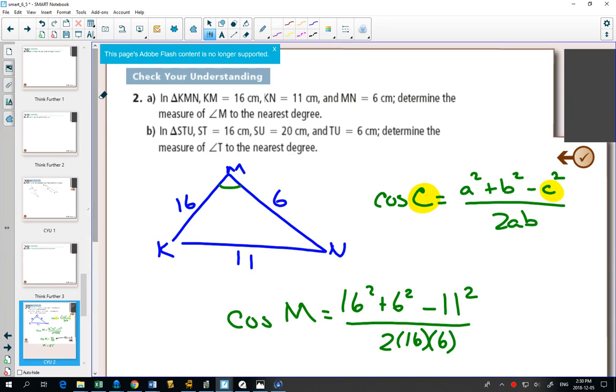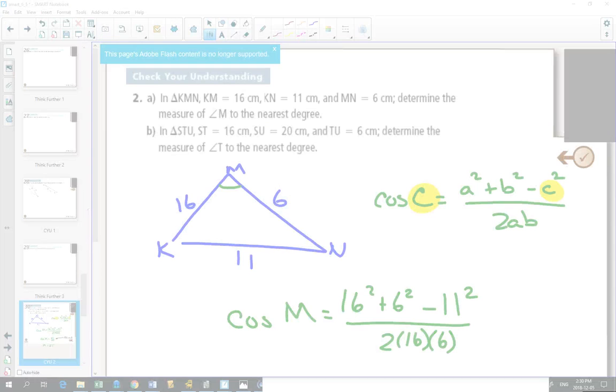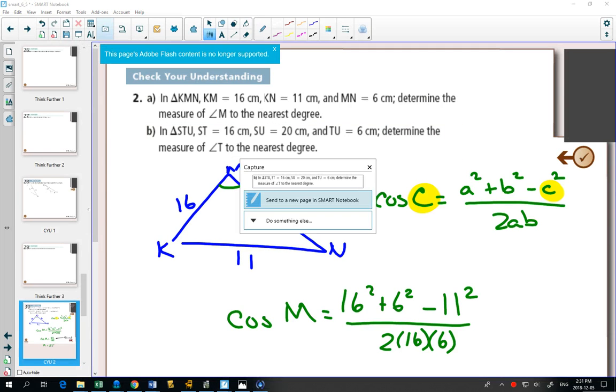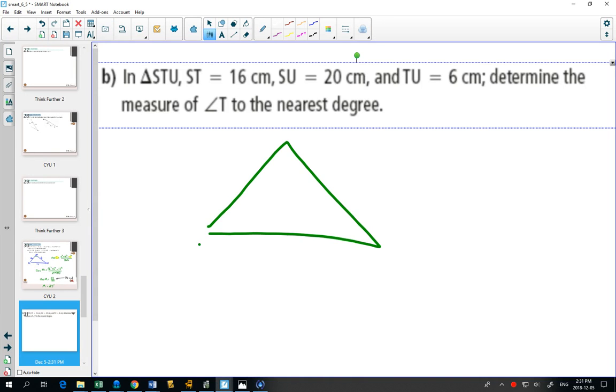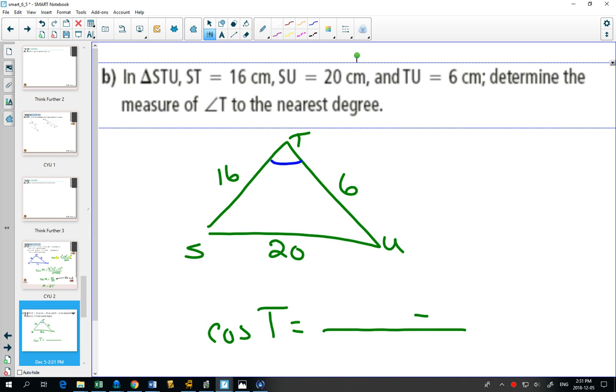Part B, triangle STU. ST is 16, SU is 20, and TU is 6. Find angle T. So again, setting things up, cos of t equals, the important thing is opposite the t would be the 20 squared. The other sides don't matter, the order.